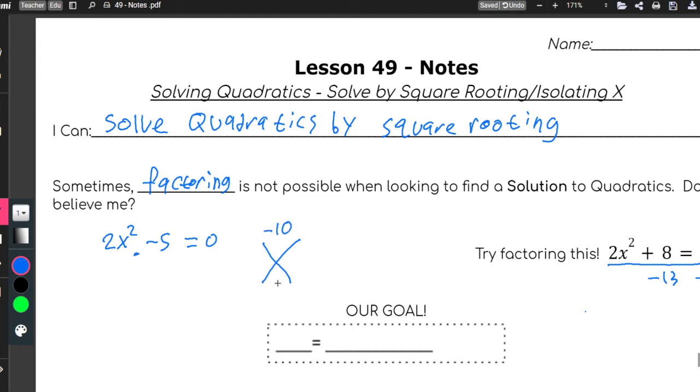Our middle term is 0 now, because if we remember, our standard form is y equals ax squared plus bx plus c. Our middle term doesn't exist, so that means it's 0. We need 2 factors that multiply to negative 5 but add to 0. Nothing times itself equals negative 5, so we can't factor this.